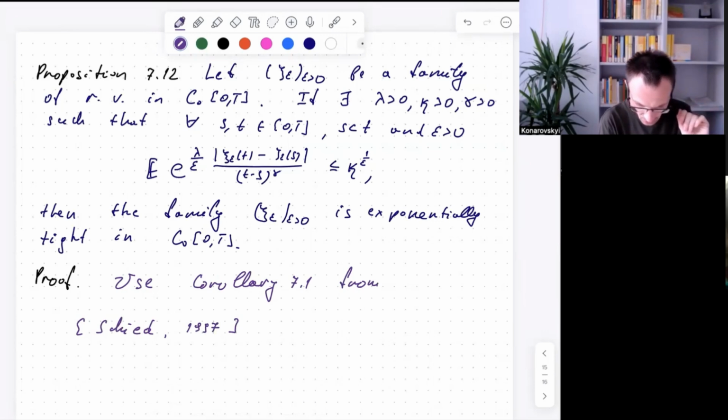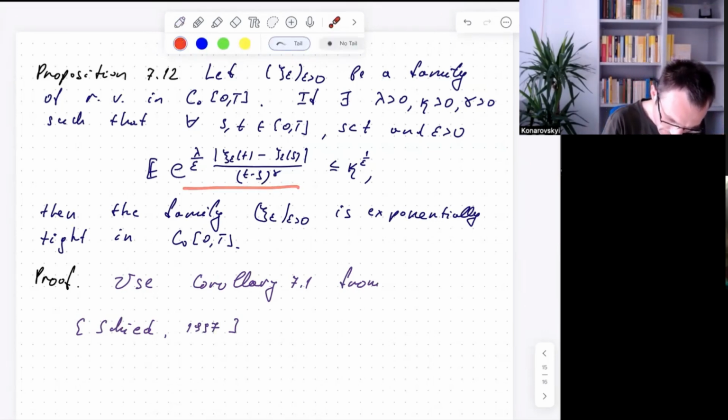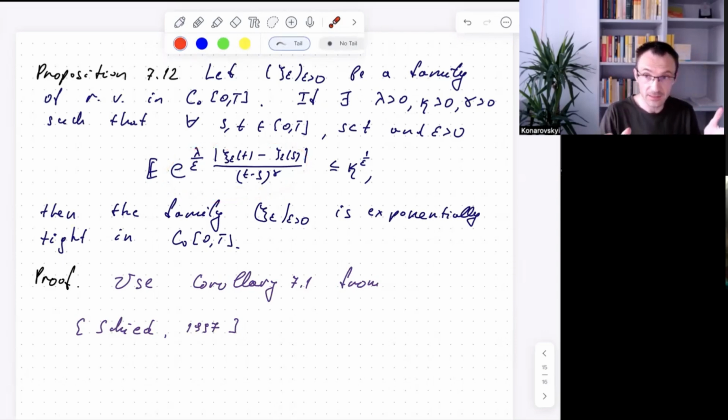And then using that corollary, you will see that by controlling this exponent, you will be able to control the probability that the Hölder norm is larger than some constant. Since the compact sets in the space of continuous functions can be defined via the Hölder norm, it is enough to show the exponential tightness.